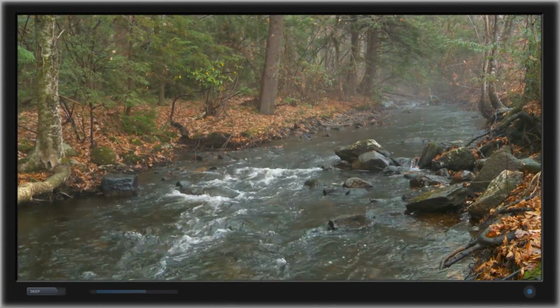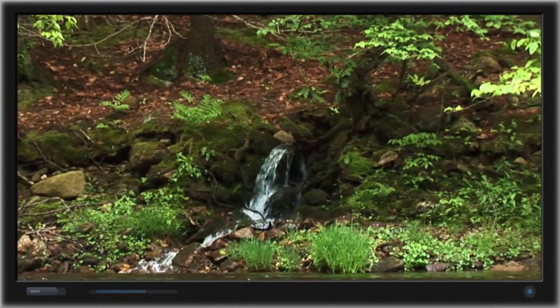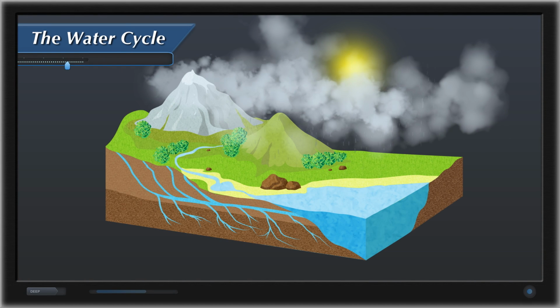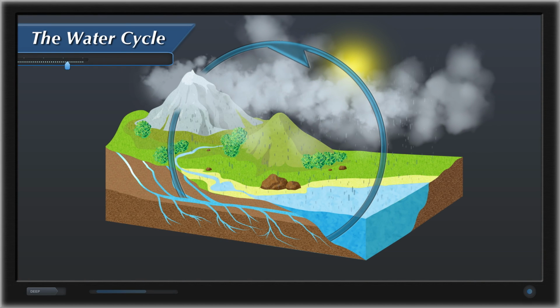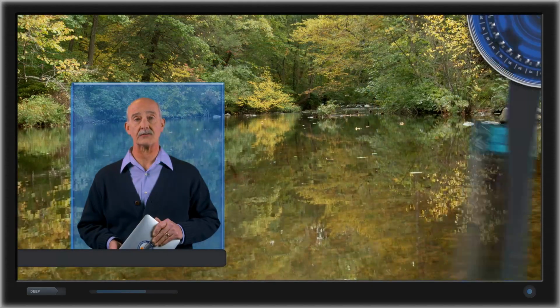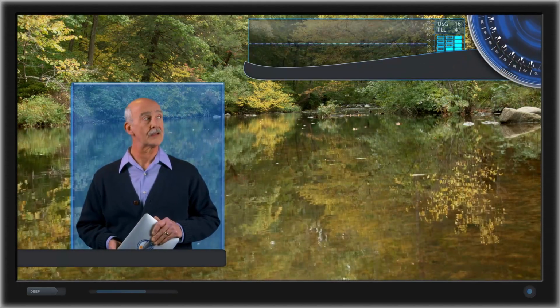Water can go from the sky to the earth, to underground, back up to the surface, and then back up to the sky. It's called the hydrologic or water cycle. Wetlands and watercourses play a key role in this cycle. Bring on the experts.